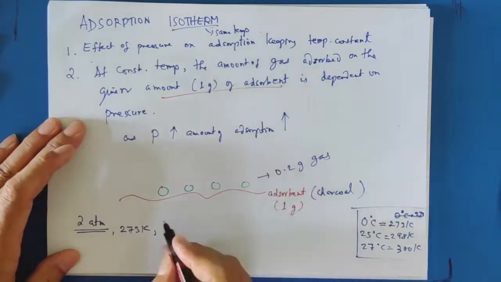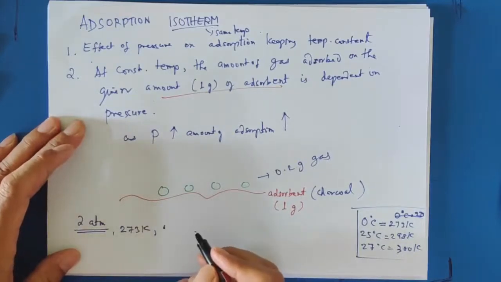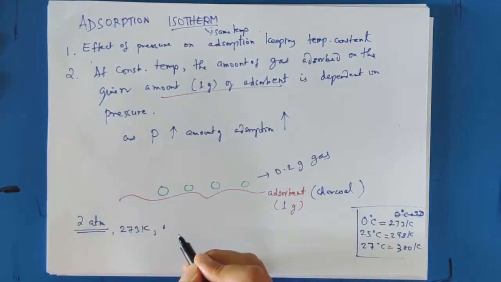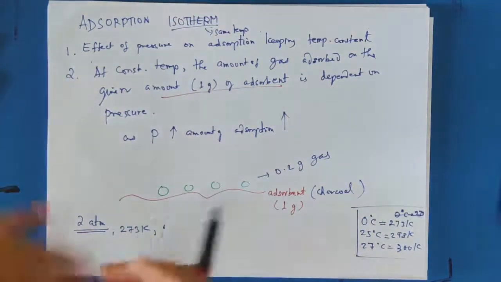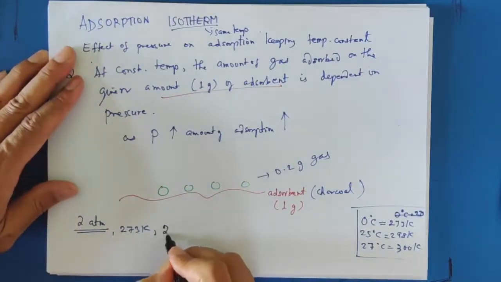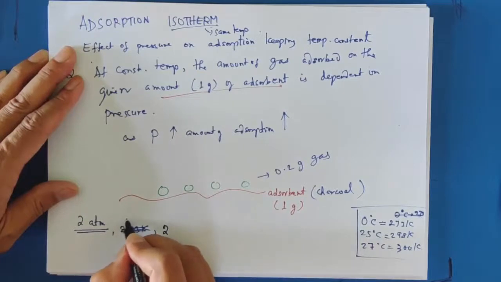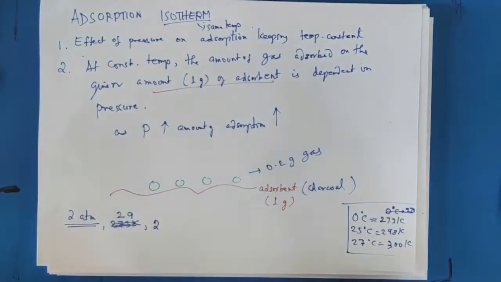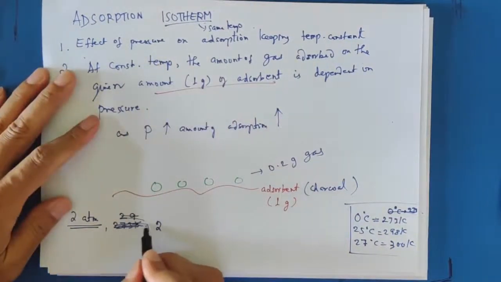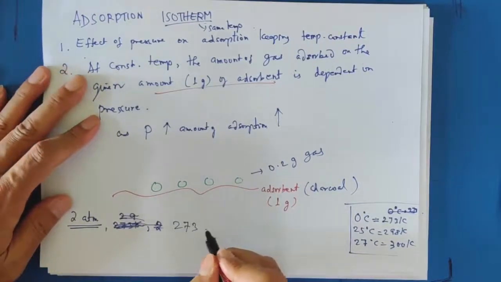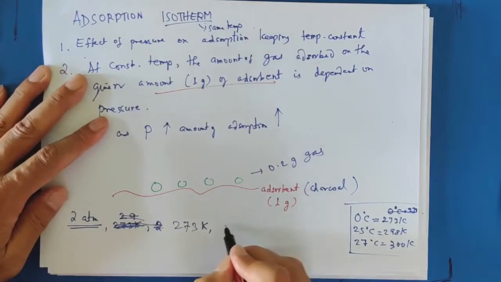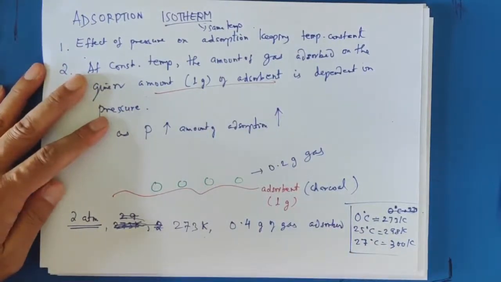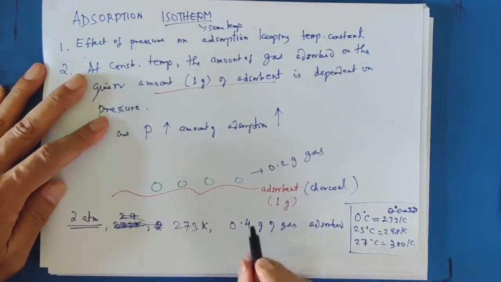Suppose the temperature is 298, or 0 degree, 273 Kelvin, and then say 0.4 gram of gas is adsorbed.